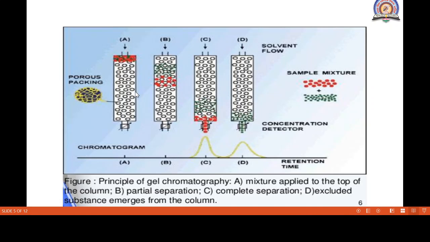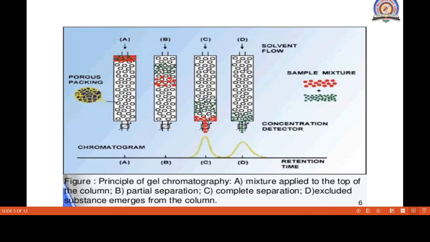So here the figure is given. This A, this is a column. In that column, a gel material is placed. On that column we introduce a sample mixture. It is applied to the top of the column in figure A. Okay, in B, partial separation takes place. So here the green and red molecules are partially separated. Okay, here both are mixed.